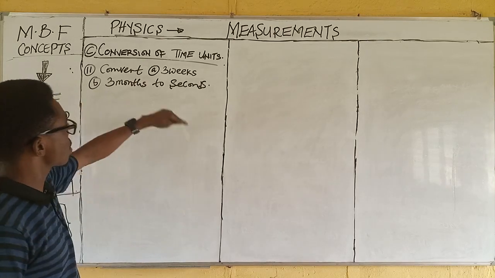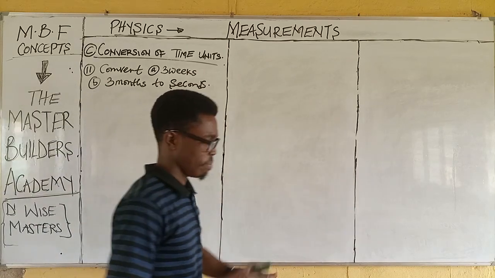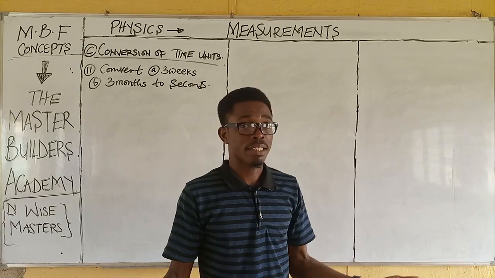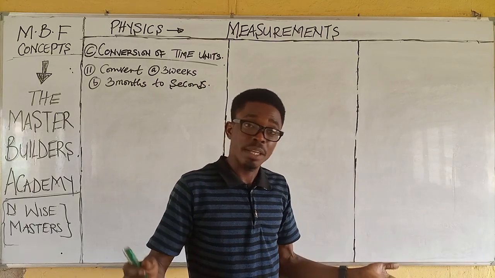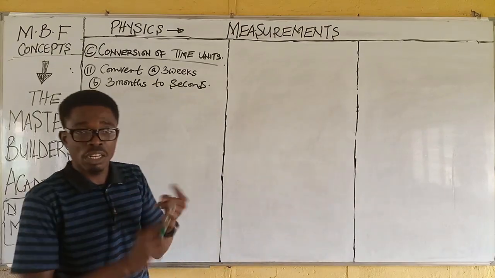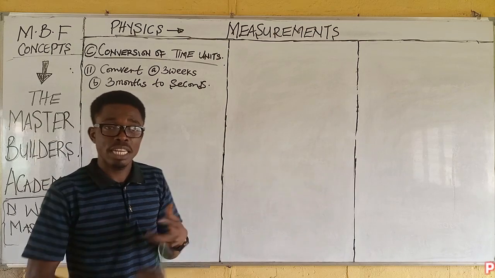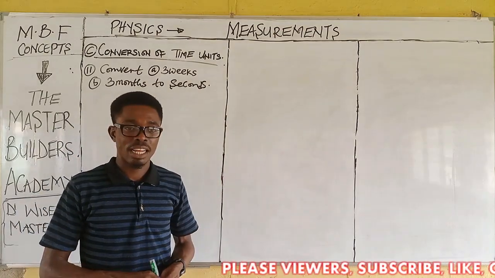A. Convert 3 weeks. B. Convert 3 months to seconds. Simple as this. Is this difficult? No. If you watch the previous video on how to convert from minutes to seconds, from hours to seconds, from days to seconds, you don't have issues with this. But let's get to work together.